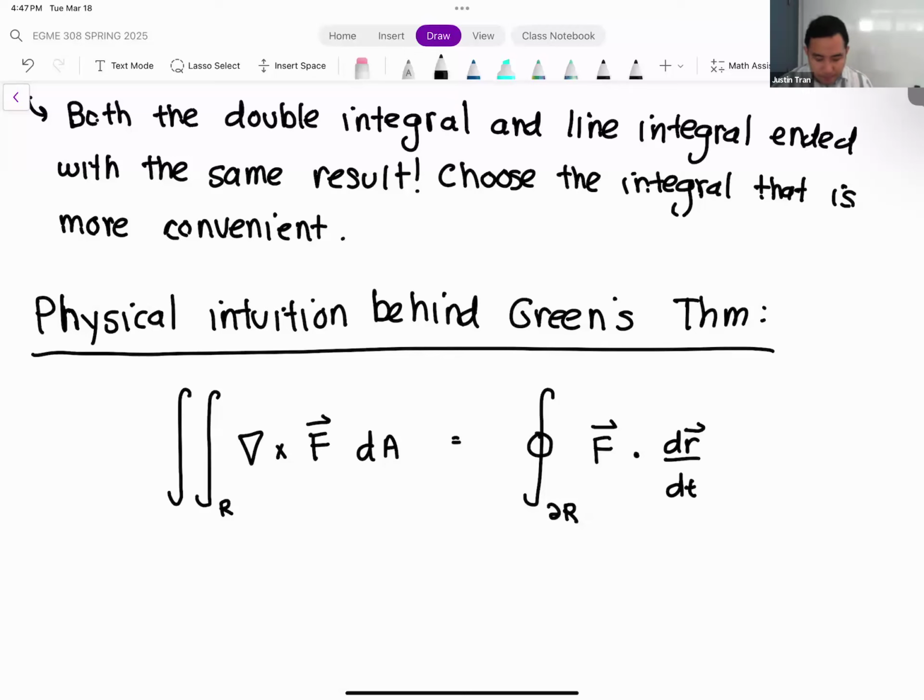So let's start with the left side. This left side is actually very intentional in terms of how it's written out. Let's start from the inside and go out. On the inside, we have the curl of the vector field F. And remember, we talked about the curl last Thursday. The curl is a quantity that tells you how much swirling there is in the vector field F.